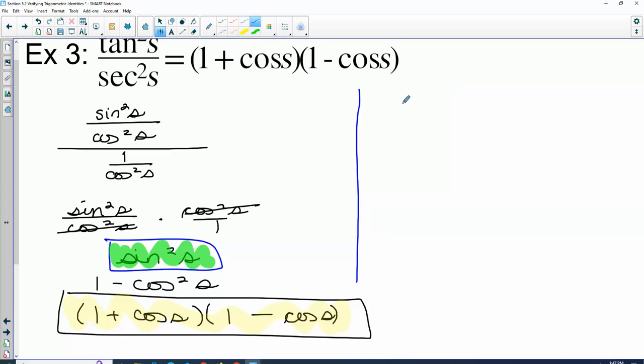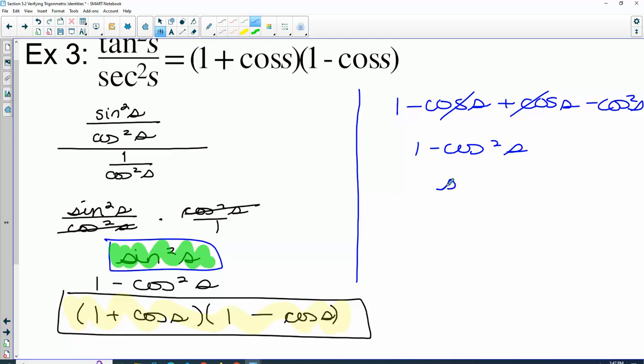Well, I would FOIL, so I'd have 1 minus cosine S plus cosine S minus cosine squared. 1 minus cosine squared is sine squared. And so that would be acceptable if then you worked each side and got them to the same point. So when you get stuck, don't erase, go work the other side and see if you can turn it into the same thing.